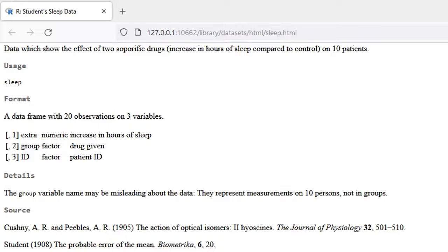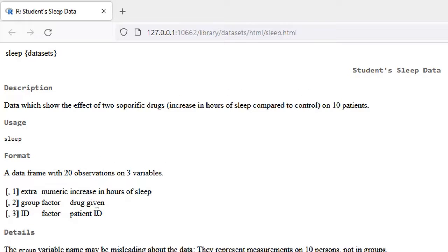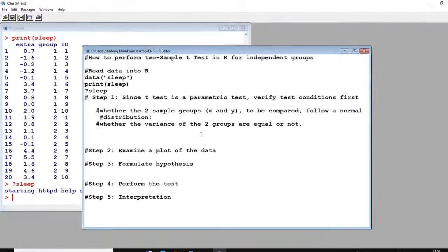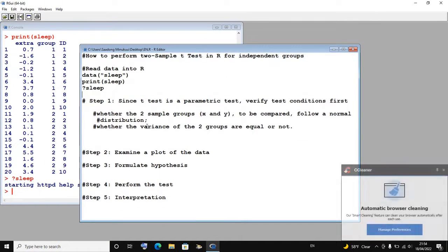In R, they use this data set to perform the independent t-test, two sample t-test for independent groups, and they also use it to perform two sample t-tests for paired or dependent groups. So I'm going to do the same. All right, there's no need reading all these details. You can do that at your own free time. So now let's continue.